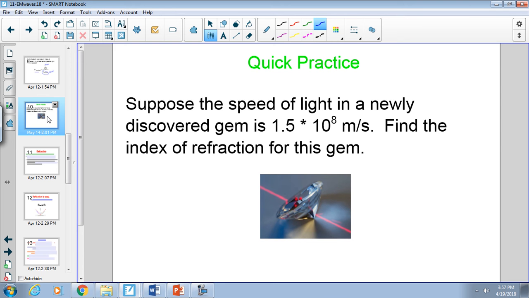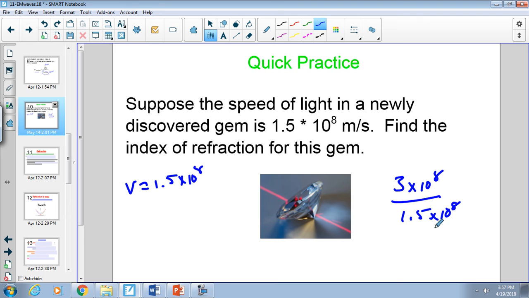So, let's practice. Suppose that the speed of light in a newly discovered gem is 1.5 times 10 to the 8th. So that is v. And we need to find the index of refraction. So let's take our speed of light, 3 times 10 to the 8th, and divide it by 1.5 times 10 to the 8th. Be careful.